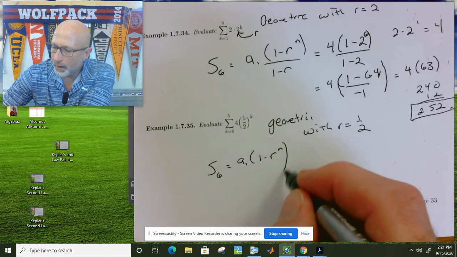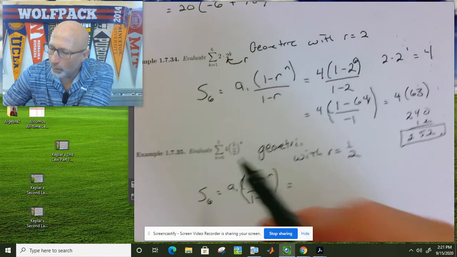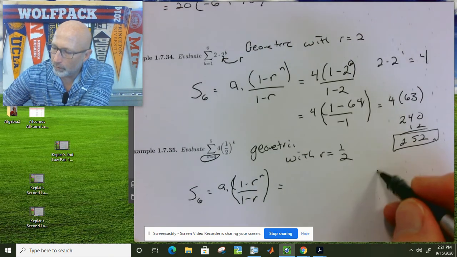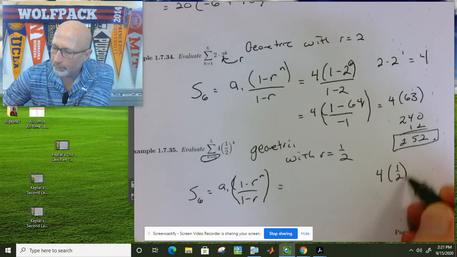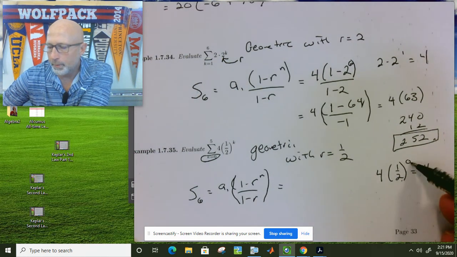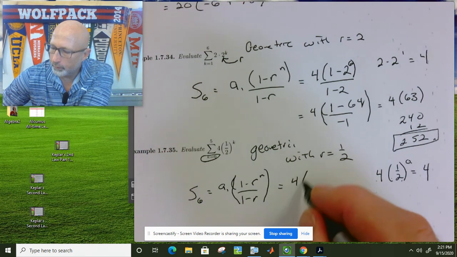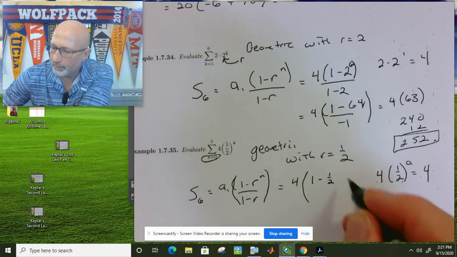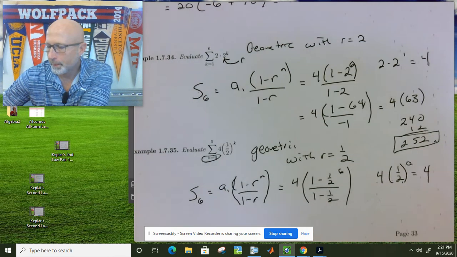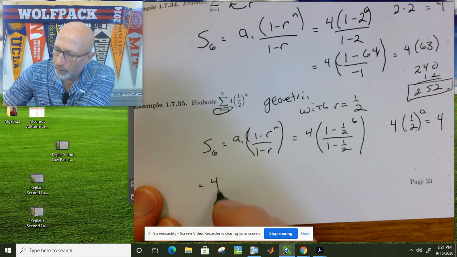Okay, and then a1 times 1 minus the common ratio, which I know is 1/2, raised to the power of n, over 1 minus r. So a1 is what you get when you plug in that value. If you plug in 0, you have 4 times 1/2 to the power of 0, which just gives you 4, because anything to the power of 0 is 1. 4 times 1 gives you 4. So this is 4 times 1 minus 1/2 to the power of 6, over 1 minus 1/2.